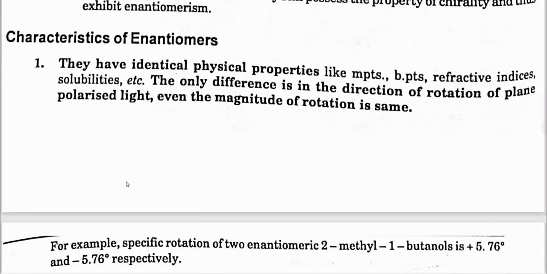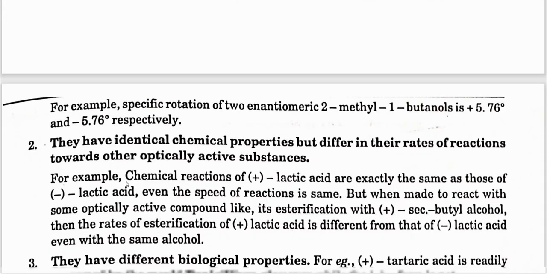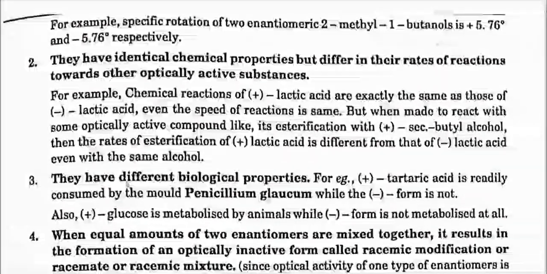Characteristics of enantiomers: they have identical physical properties like melting points, boiling points, refractive indexes, solubilities, etc. The only difference is in the direction of rotation of plane polarized light. Even the magnitude of rotation is the same. For example, the specific rotation of the two enantiomeric 2-methyl-1-butanols is plus 5.76 and minus 5.76 respectively.